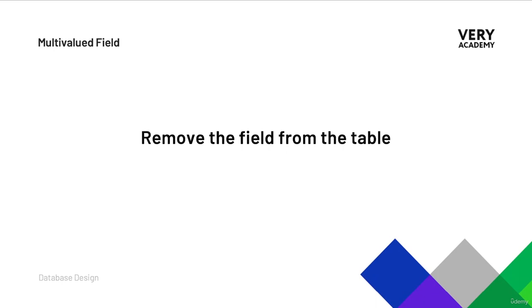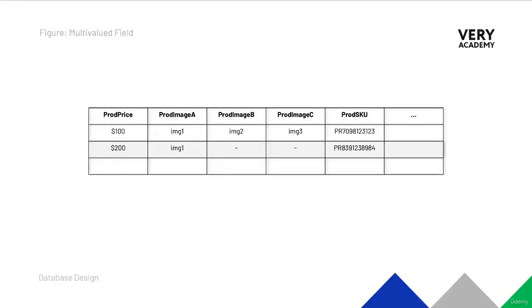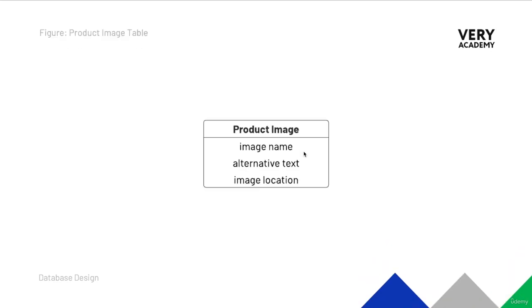Ultimately, what generally happens is that we remove the field from the table and we create a new table with this data. By doing this, in actual fact, it makes a little bit more sense because we work out that the image potentially is something that we want to model, something that we want to store information about in its own right, its own subject, its own entity. So what we can do here, for example, is generate a new table.